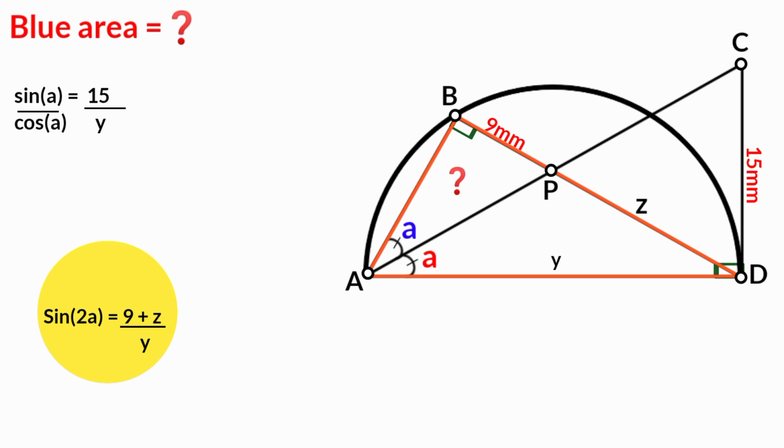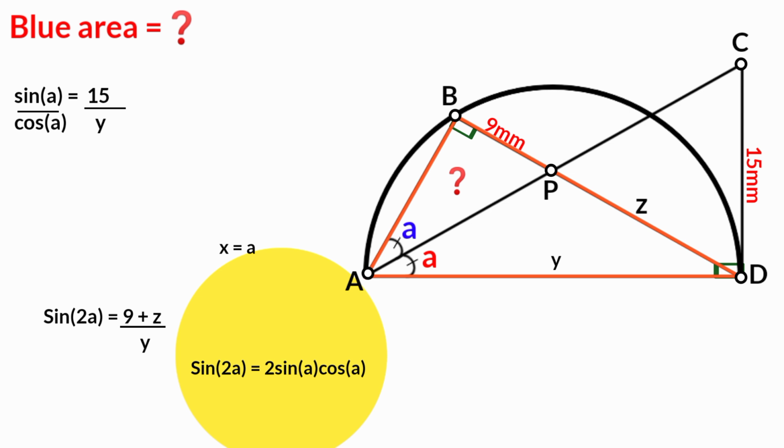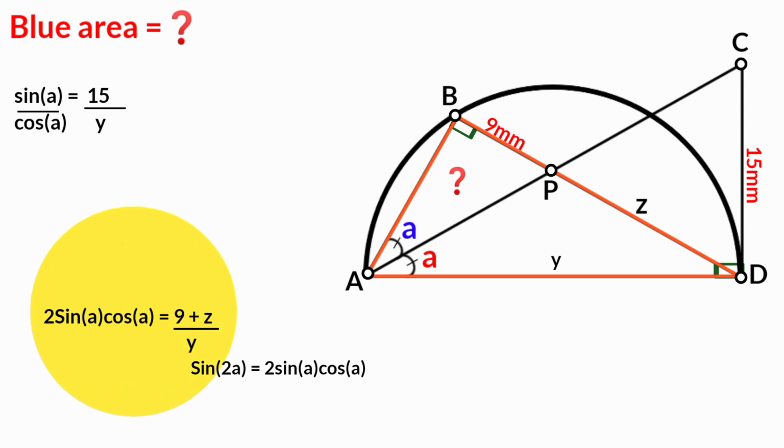Now from trigonometry, once again, there is the double angle identity that sine 2x equal to 2 sine x cos x. Let x equal to A. Put it here. Now sine 2A equal to 2 sine A cos A. Come here, replace this sine 2A with 2 sine A cos A. So 2 sine A cos A equal to 9 plus Z over y.